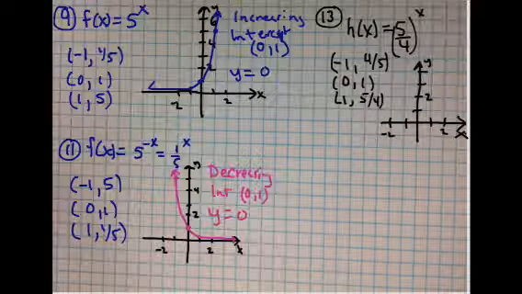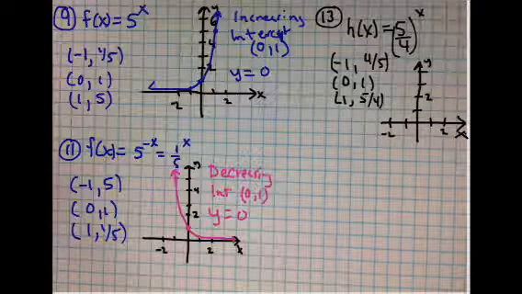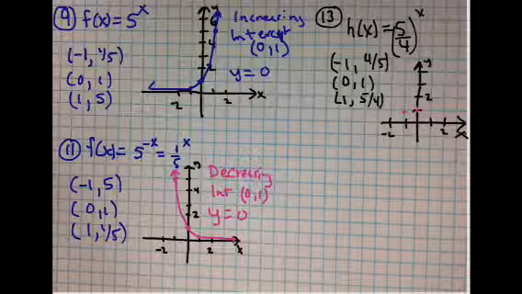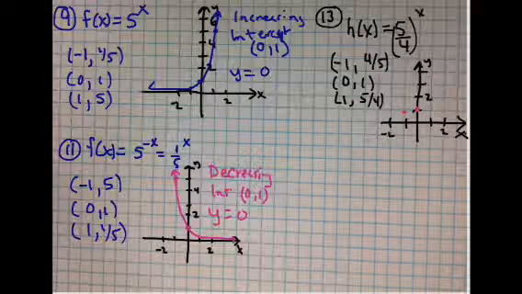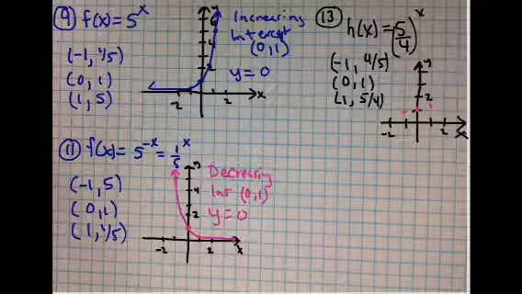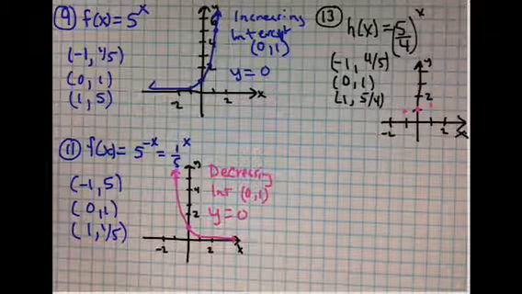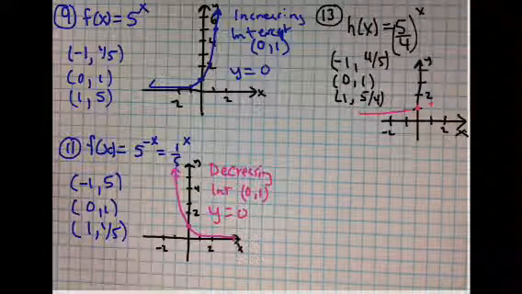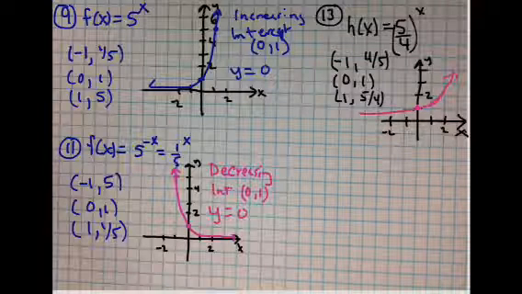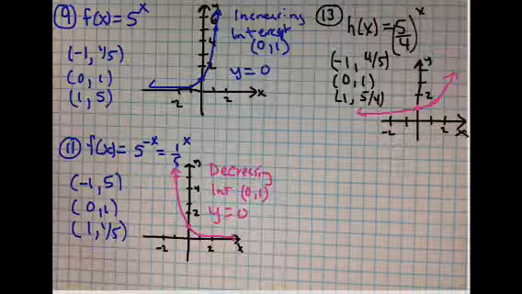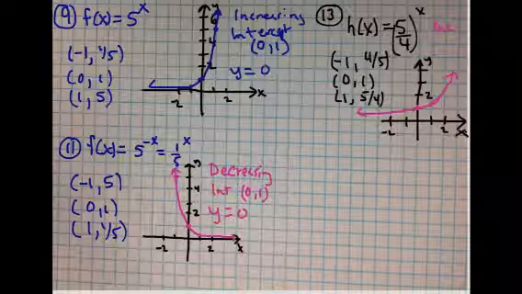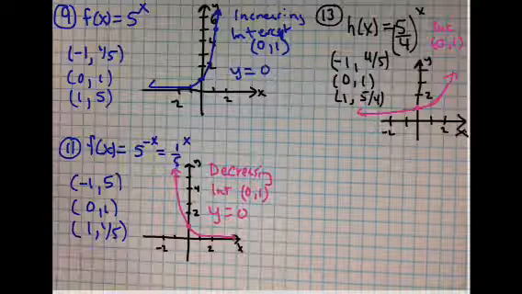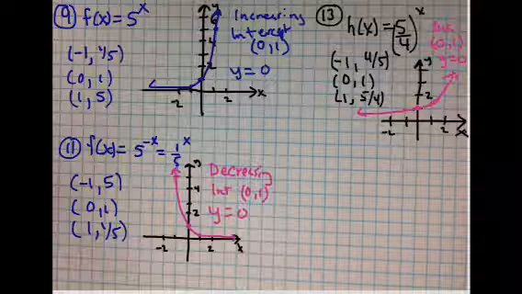So negative 1, 4/5, so that's about here. 0, 1, and 1, 5/4 is 1 and 1/4, so that's about here. So it's a really flat exponential function. Okay, so this one is increasing. I'll put it up here. It's increasing. The intercept is 0, 1, and the horizontal asymptote is y equals 0.